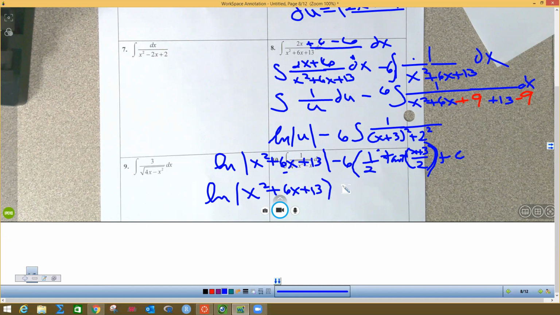So 6 and 2 reduce this to negative 3 arctan, or inverse tan, of (x plus 2) over 2, plus c, and you're done. Question on that one?